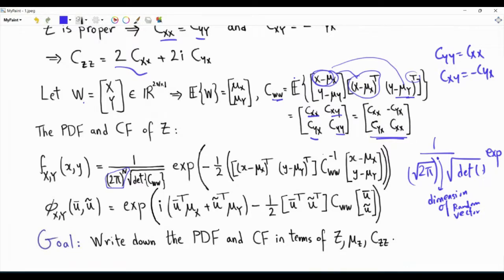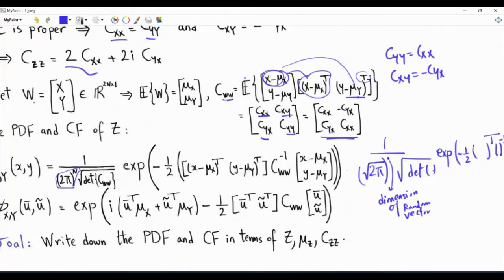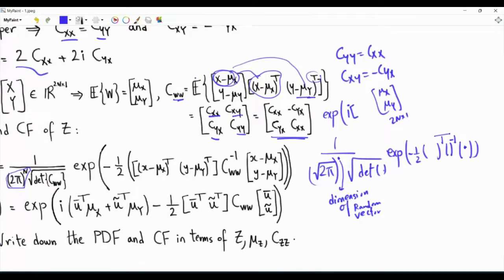What about the characteristic function? In the Gaussian case, we have exponential, and then we have i, and then we have an inner product between the mean vector. The mean vector in our case here is, we can put mu x on top of mu y. That's a 2n by 1 column vector. And then we have 2n real variables. N of them are in this vector u bar, I will put it here, u bar transpose, and the other n are in u tilde transpose. Then we have minus 1/2, and we have a quadratic form.